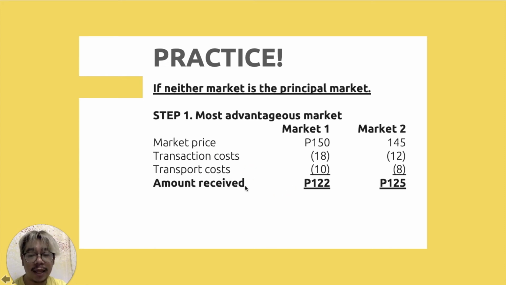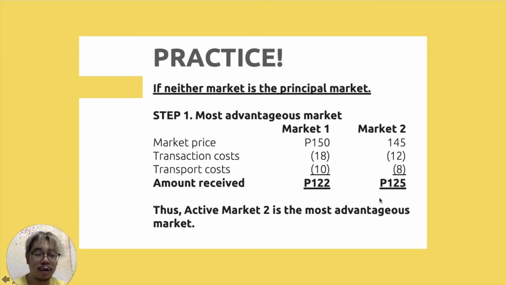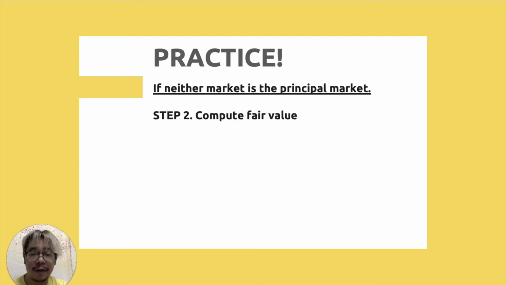So, ang nakuha natin is 122 sa market 1 at 125 sa market 2. Dahil mas malaki sa market 2, that means market 2 is the most advantageous. Take note, active market 2 is the most advantageous market. But, hindi po 125 ang fair value. There is another computation for the fair value.